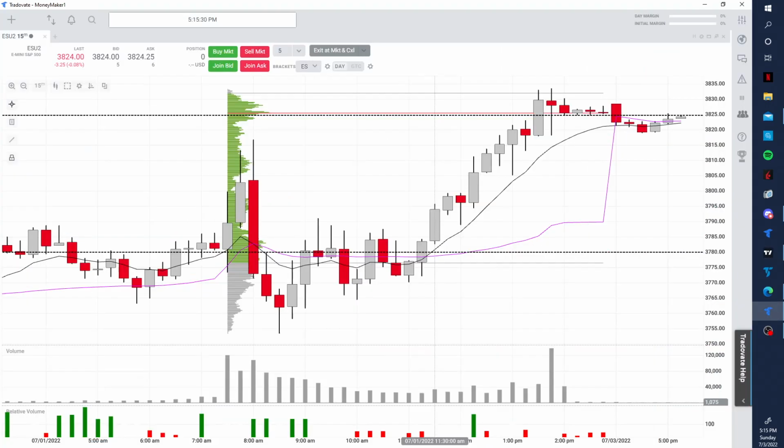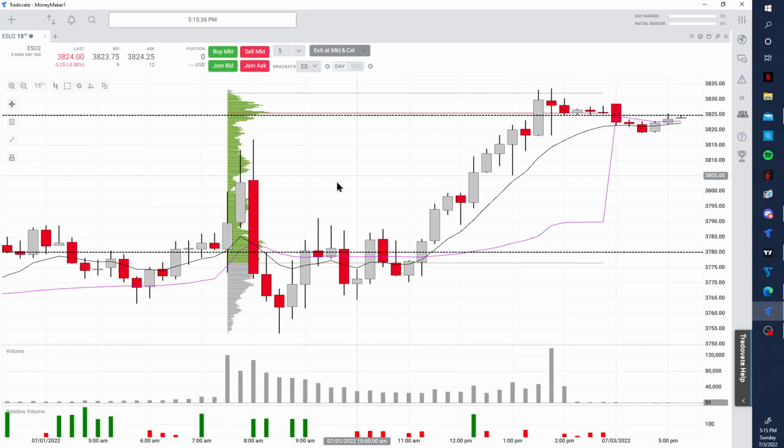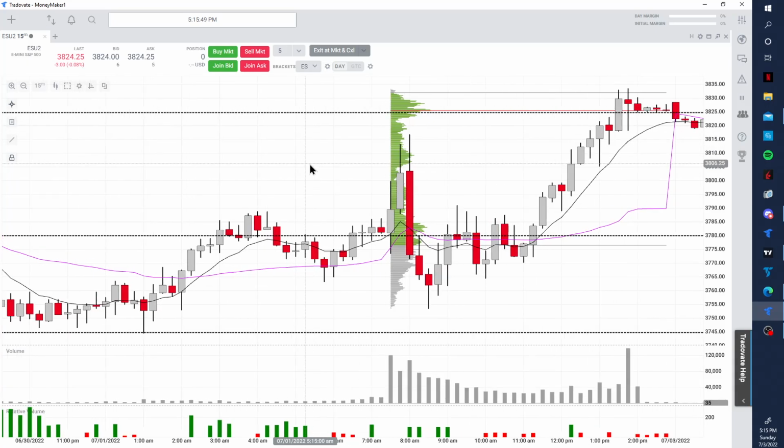Something I'm doing is the brackets. I don't know if you guys are going to try using them at all, but I've been liking them a lot. I think I'm going to start using them, to be honest with you, just because it moves so fast right now. I think even the auto break even is cool, so you don't have to move your stop, you just let it play out.